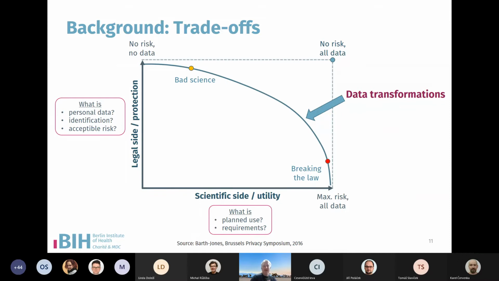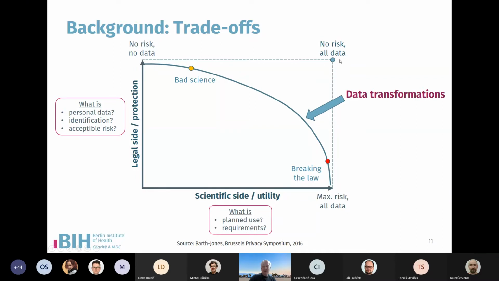When you anonymize data, there's basically an inherent trade-off between the utility of output data, so the usefulness, the scientific side, and the degree of protection that you can achieve, which is also the legal side here. And you can plot this on an abstract graph where we have the degree of protection here on the y-axis and the scientific utility on the x-axis. And there are, of course, a few extreme points. So down here, you would have no protection and no scientific utility. This is, of course, completely uninteresting.